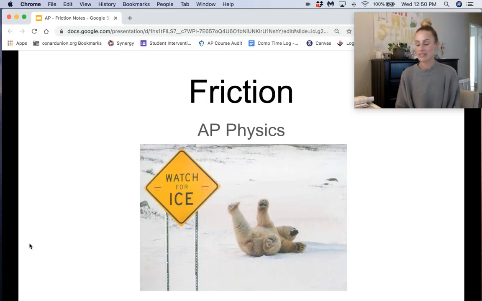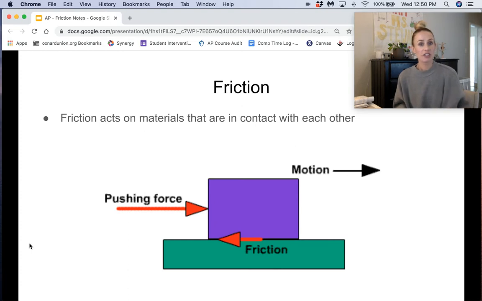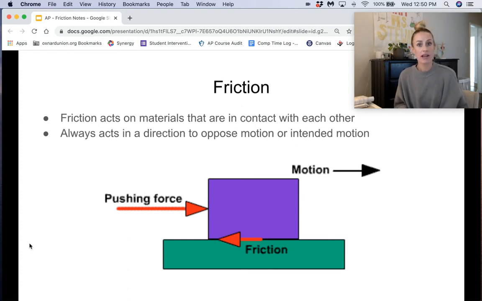Everyone. So today we are going to talk about the force of friction. Now, friction always acts on materials that are in contact with one another, and it always acts in a direction to oppose the motion or intended motion. So even if something is not actually moving, there might still be friction opposing that intended motion.